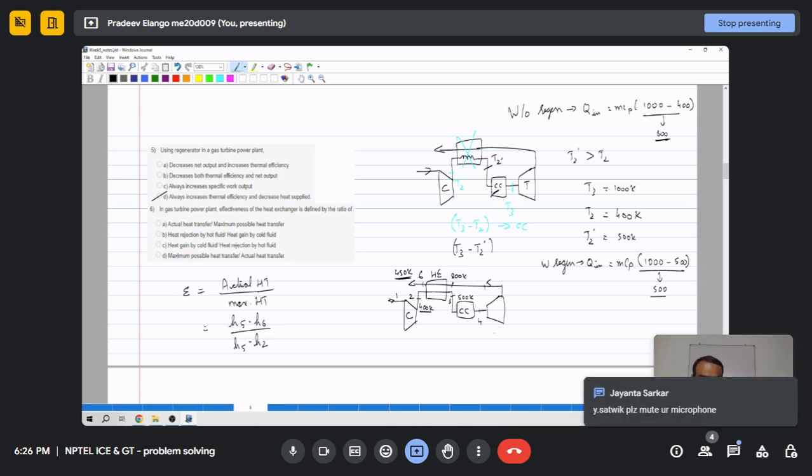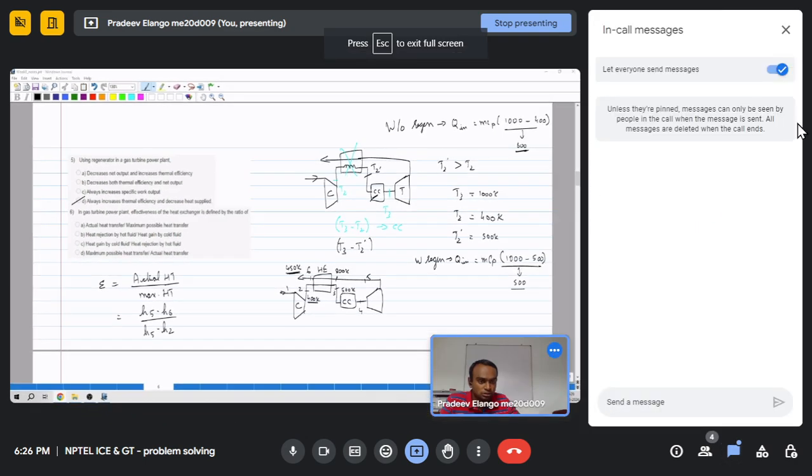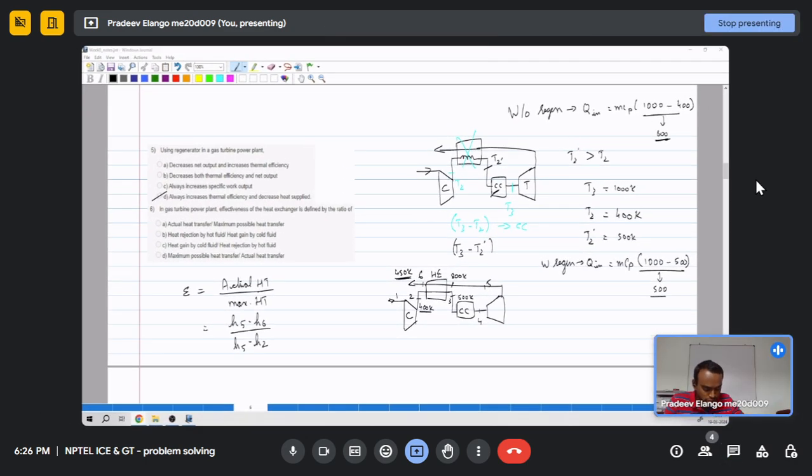Now assume that at the 6th state it has become 400, then that is the maximum that you can transfer. Beyond that, from the hot fluid you cannot transfer to the cold fluid, right? So the maximum heat transfer is in the denominator: from H5 it has come to H2, the enthalpy at state 2, and the actual one is only H5 to H6. So this is actual transfer by maximum possible heat transfer.